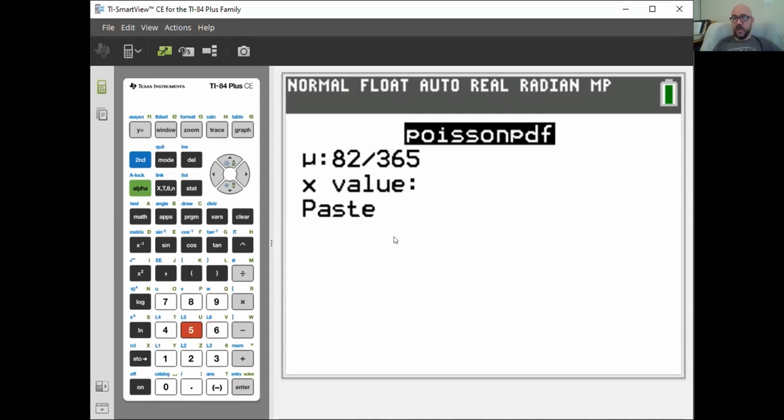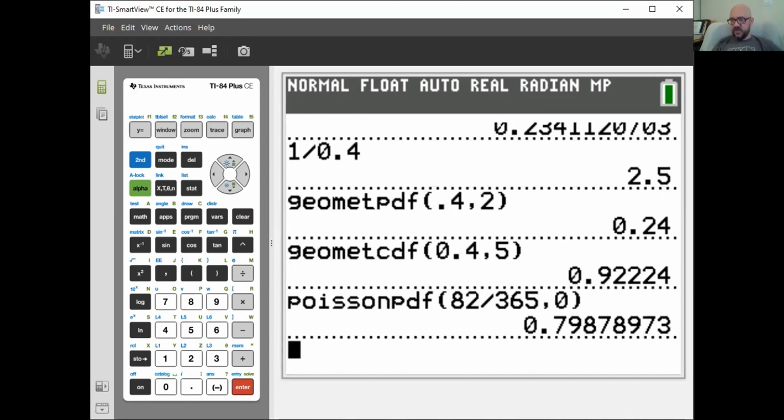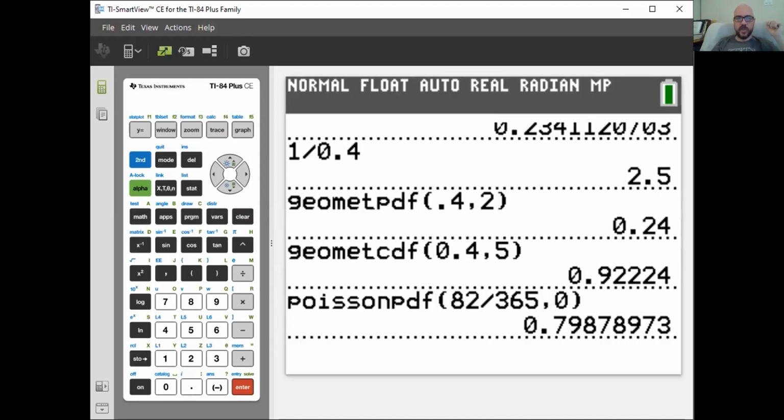82 over 365. And the X value is 0. It's PDF, yeah, there we go. So we got 0.79888, which seems like a large probability of getting 0 shark attacks until you realize there's only 82 in a whole year, right? And so that means that most days don't have any shark attacks. Most days in the world, there are no sharks attacking humans anywhere in the world. It's kind of neat. Yeah, and so apparently on 79.88% of days, that's what happens. No shark attacks. So let's go write that down.